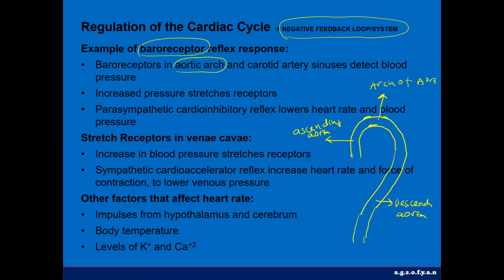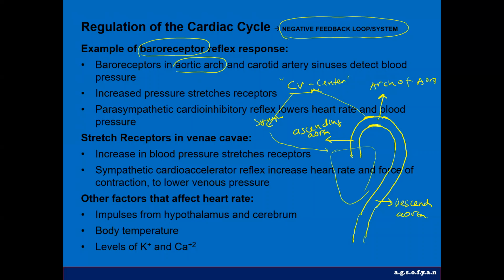So the baroreceptor senses the pressure. If the pressure is lower than normal, then this baroreceptor will send the information to our CV center that is located in the medulla oblongata. Okay, remember the cardiovascular center is located in the lower part of our brain, the medulla oblongata. So the baroreceptor in the arch of the aorta will send the information to the CV center, and the CV center then will send information to our heart using the sympathetic innervation to increase the heart rate.